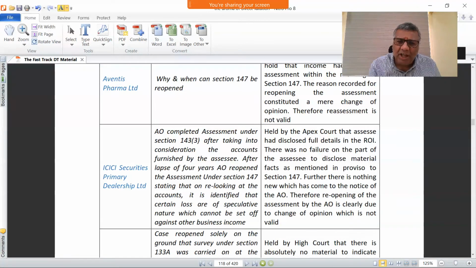Okay, after lapse of 4 years, the AO reopened the assessment stating that on relooking at the accounts, it is identified that certain losses are of speculative nature. Held by the apex court, the Supreme Court, that the assessee has disclosed all details in the return of income. He has given. There is no failure on the part of the assessee to disclose. Further, there is nothing new that has come up. Therefore, reopening is mere change of opinion.